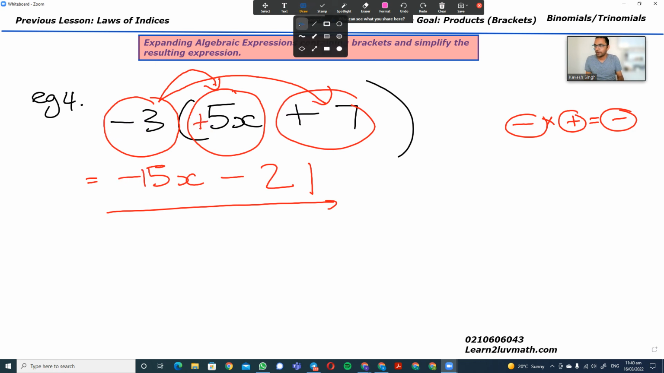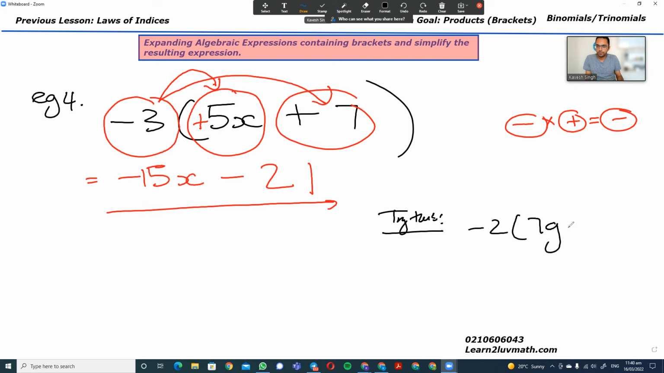All right, I'm going to put another example up, and I want you to try this one. Okay, so try this. Let's suppose I have negative 2 times 7g minus 3. Press pause on the video and try this question.